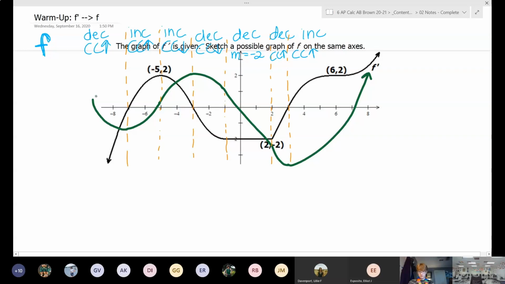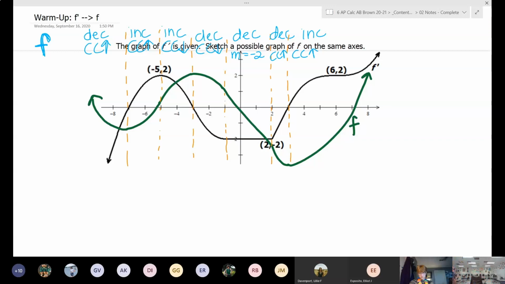So this green graph I drew is just an example of what f could look like. Again, we don't really know the exact y values because that information is not provided to us, but we can use the derivative to figure out at least the general shape of that function.